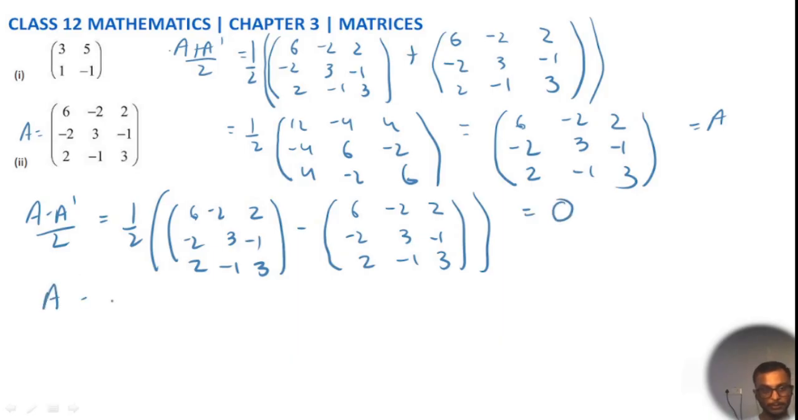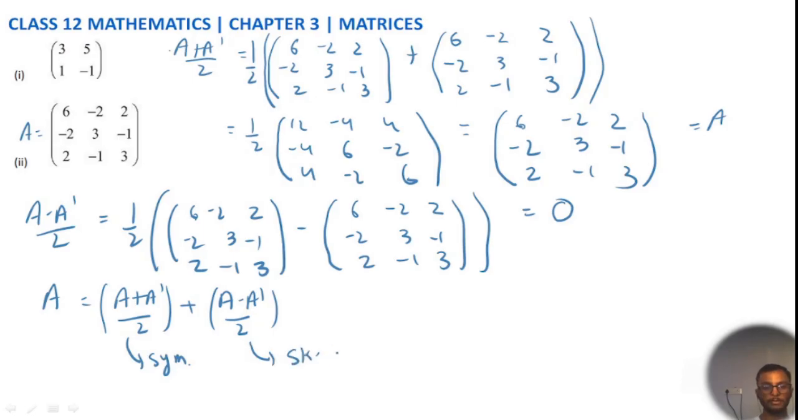So A can be written as A plus A transpose by 2 plus A minus A transpose by 2. This is your symmetric part and this is your skew symmetric part. Because this is skew symmetric, I am writing 0 here. That will mean zero matrix, and you know what is zero matrix? Every element of that matrix is 0. So that will be skew symmetric also, right? So this part is symmetric and this part is skew symmetric.